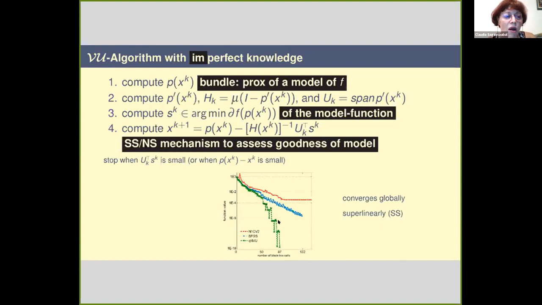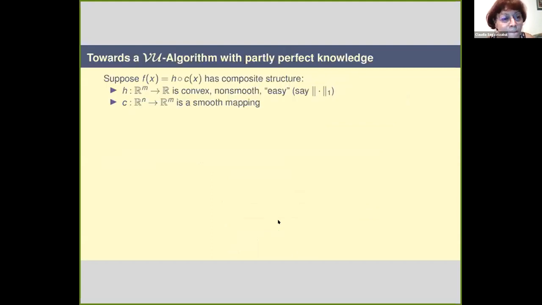Okay, so imperfect knowledge and perfect knowledge. Is there something in between? And this is where I'm getting to the end of my talk, with some open questions. What happens if we have partly perfect knowledge? I'm not sure, I don't know what happens. This is what I want to bring here for discussion and reflection.